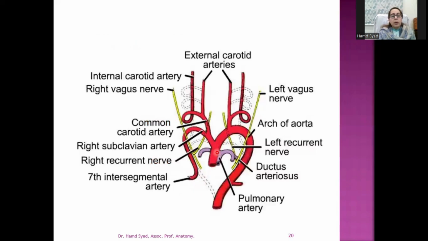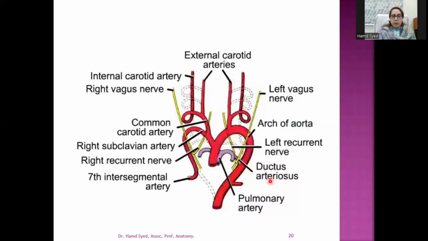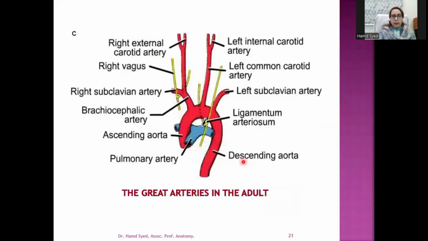So here, let's look at the fate of the fourth aortic arches. On the right side, you can see it has formed the right subclavian, and on the left, it has formed the arch of the aorta. Whereas the sixth aortic arch has formed the pulmonary trunks. In addition to that, on the left side, it has also formed the ductus arteriosus. So ductus arteriosus, remember, is the channel which connects the pulmonary trunk with the aortic arch in fetal life.